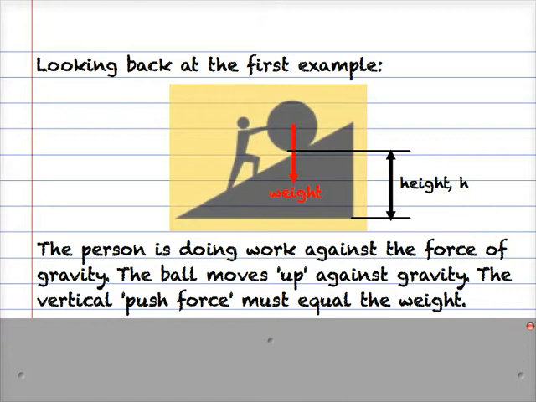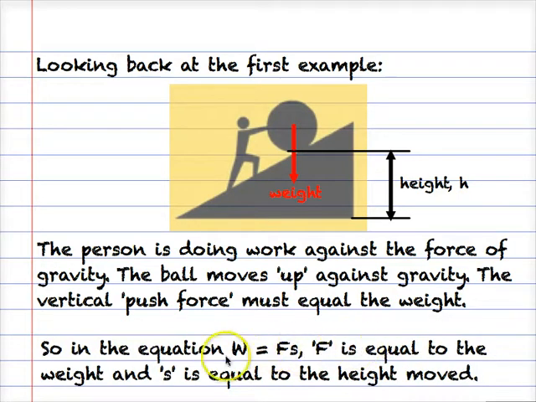So if we relate that to the equation, we can see that we have W equals Fs, work done is force times distance moved, but in this case the force is the weight. We have to apply a force equal and opposite to the weight to get it to move upwards at a constant speed. And the distance moved is only the vertical distance moved, the height, because that's the direction of the applied force. It doesn't actually take any work to move the ball in the horizontal direction if there's no friction involved.